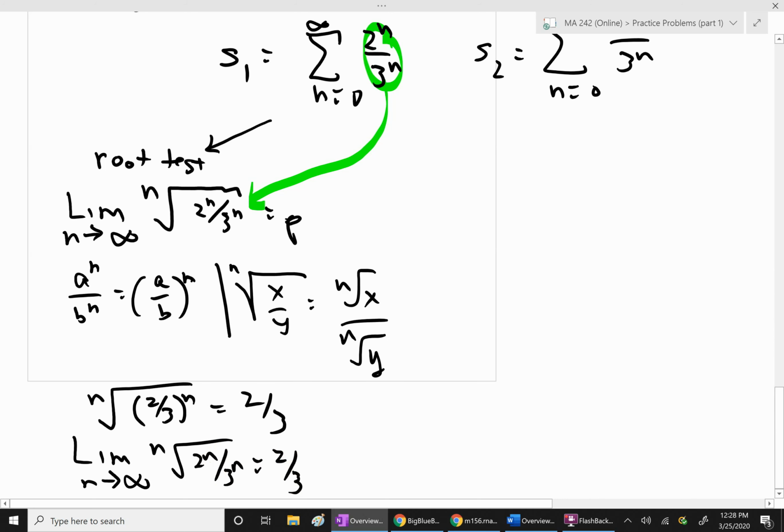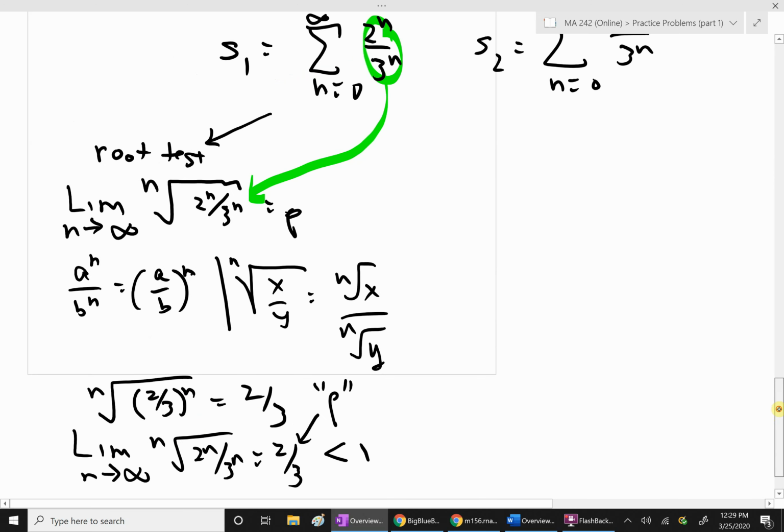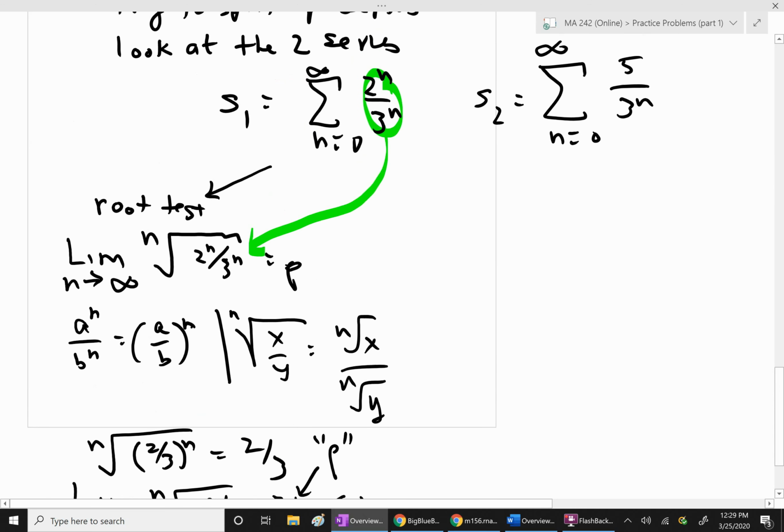And what does the root test tell me about this rho? This is my rho. What does the root test say? That if rho is less than 1, then it converges. Exactly. So this thing is less than 1. Therefore, S1 converges. Okay. All right, good. Now there's an easier way, actually. And this is perfectly fine. This didn't take too long, and if you know these rules, it's pretty straightforward.